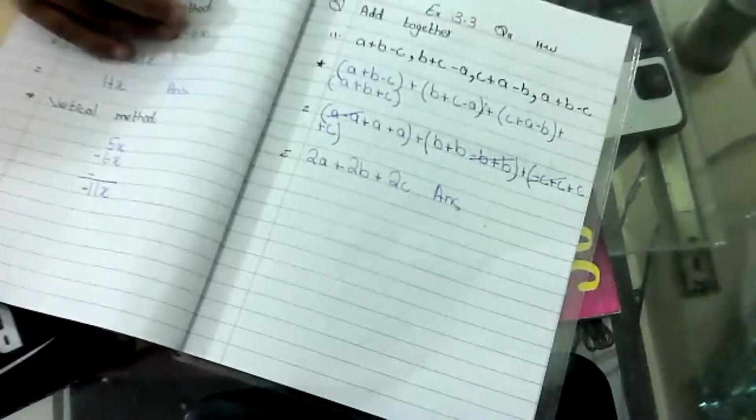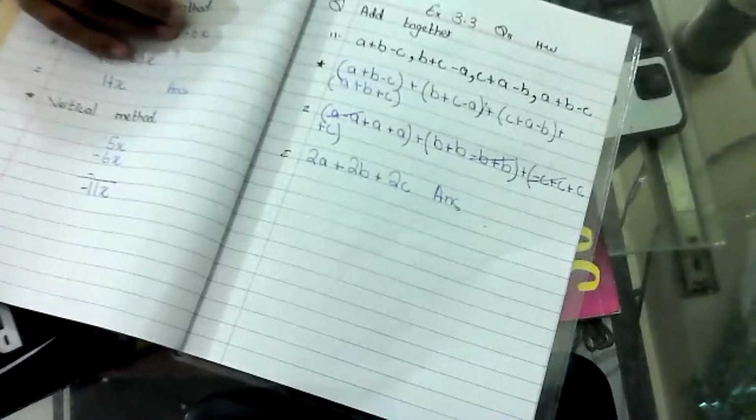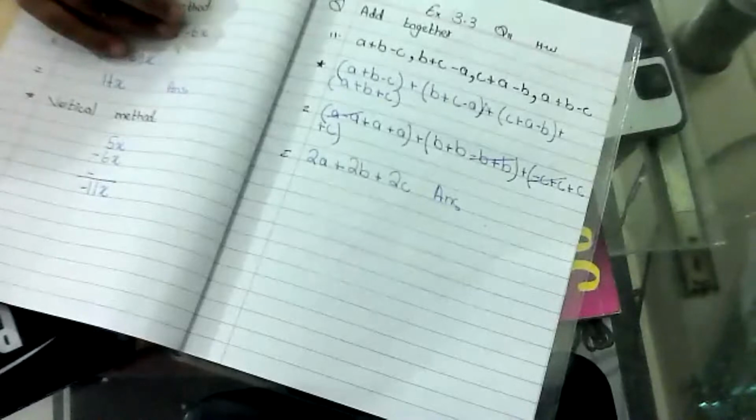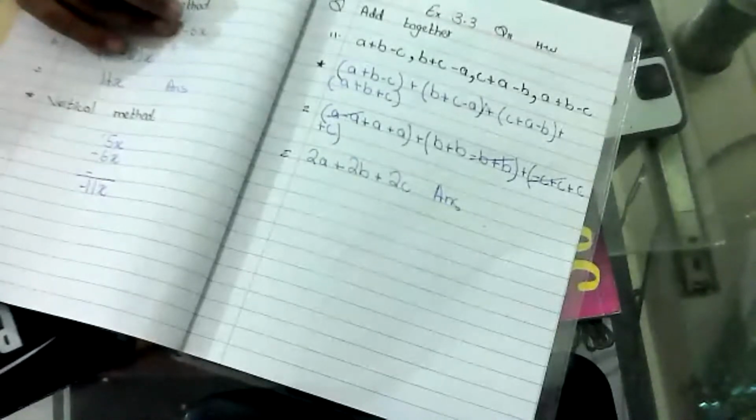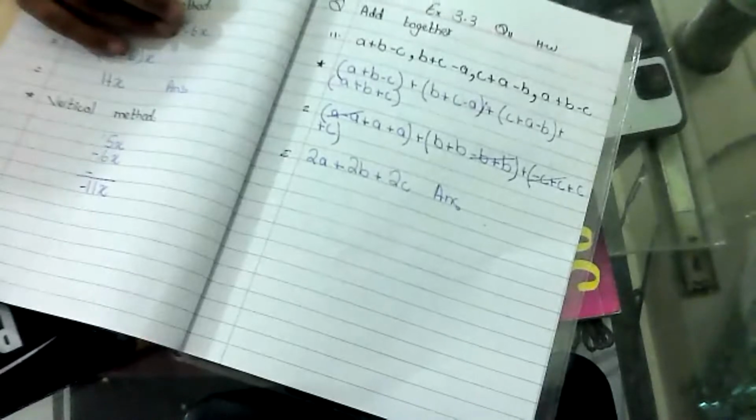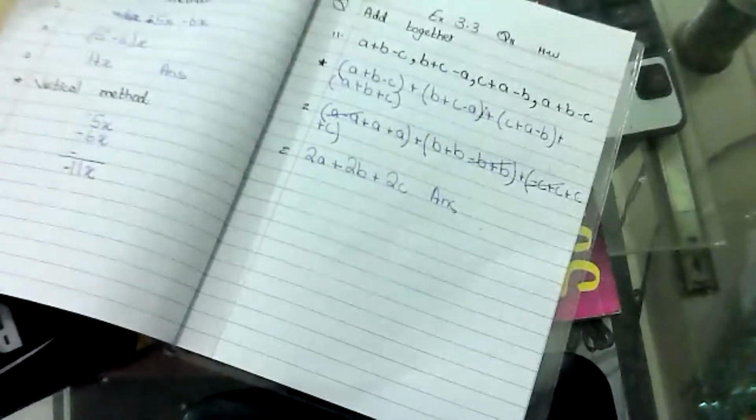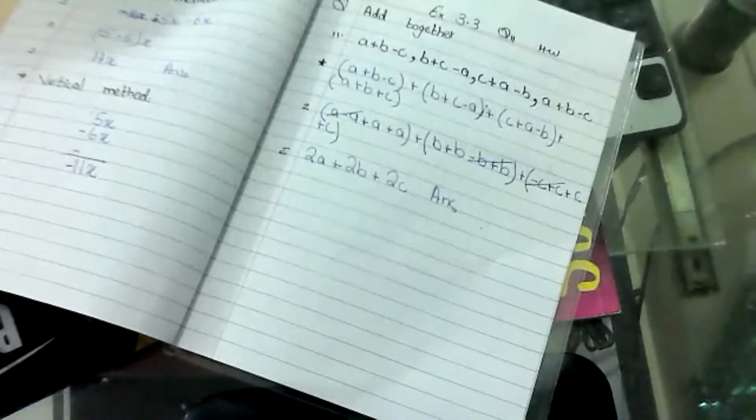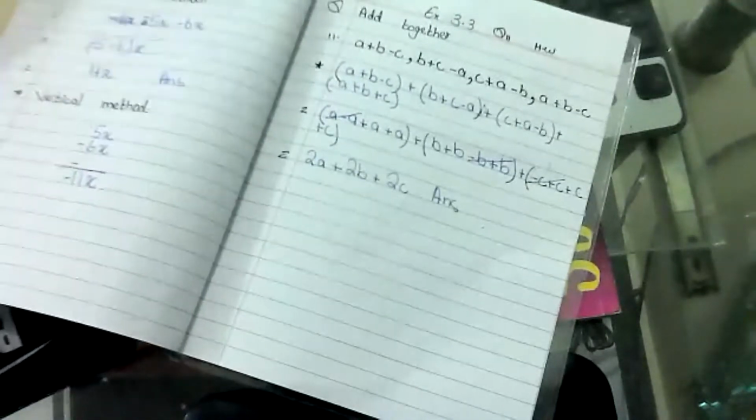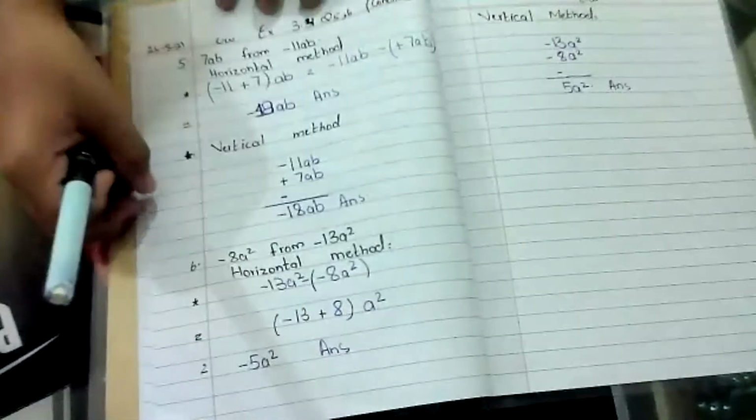There is no need to make the round bracket or small bracket over there, but it's okay if you have made it. In the first step we just remove the commas. In the second step we arrange the same variables together and we get the answer 2a plus 2b plus 2c. Okay, so Miriam, now show me the last question, question 3.